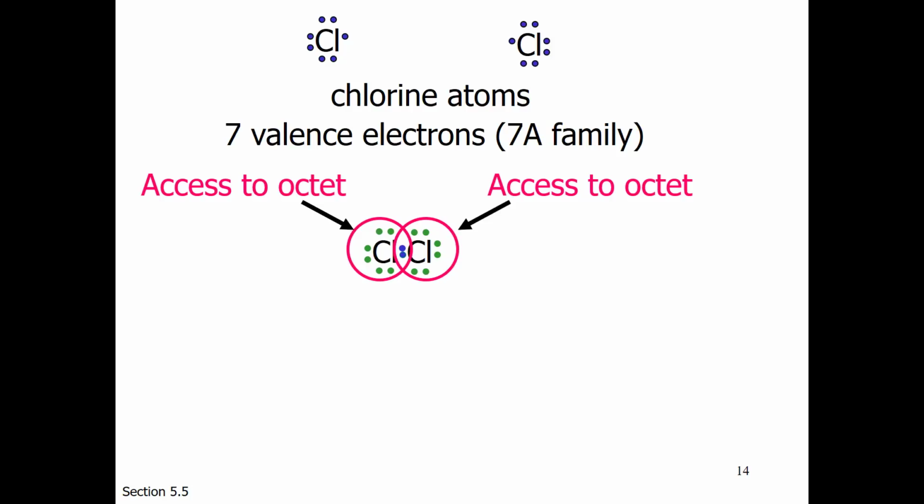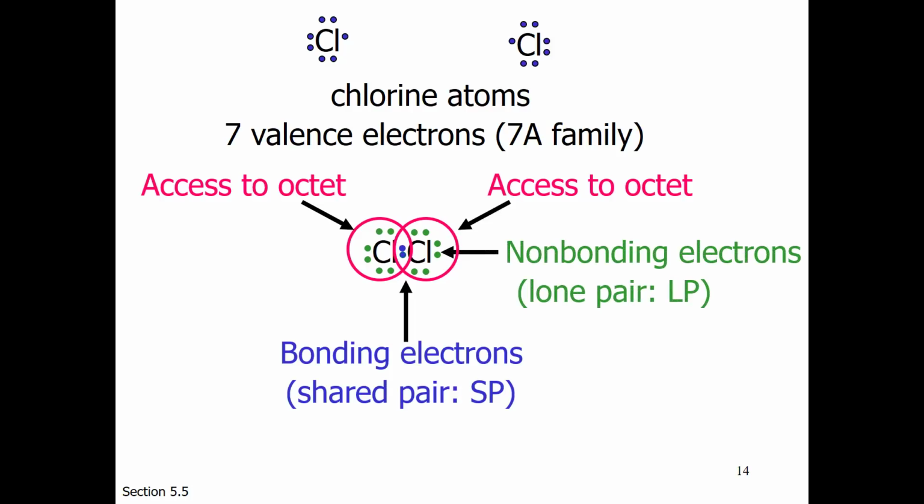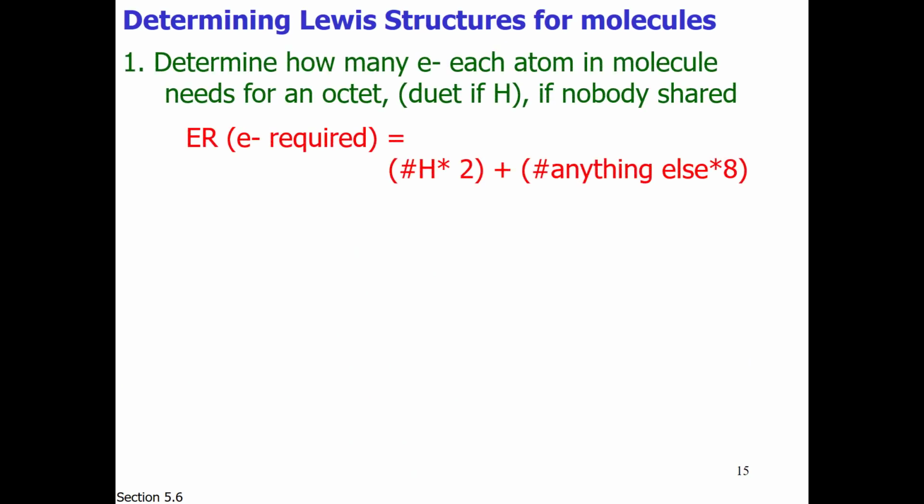So what we're essentially doing is counting the 2 electrons in the middle twice. These are known as bonding electrons or shared pairs, and the electrons that don't bond are known as lone pairs or non-bonding electrons. And this would be the Lewis structure of Cl2. Except we would, instead of drawing 2 dots between the chlorines, we would typically draw 1 line to represent 2 dots. So how do you determine the Lewis structure for molecules?